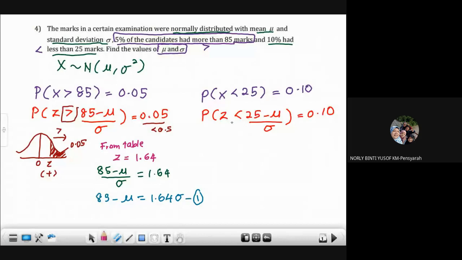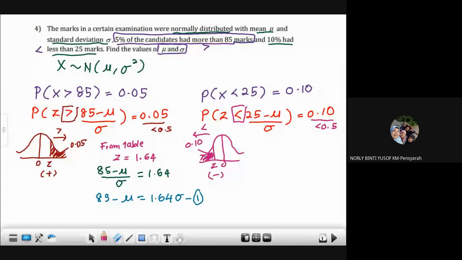Okay, the same goes for the second part of the probability given. So it is lesser than, and this value is also lesser than 0.5. So we need to draw the normal shape. Lesser than means to the left, and the probability is lesser than 0.5, so it is on your left tail, because half is 0.5. So this will be the region for 0.10, and since the region is lesser than, your Z will be negative.